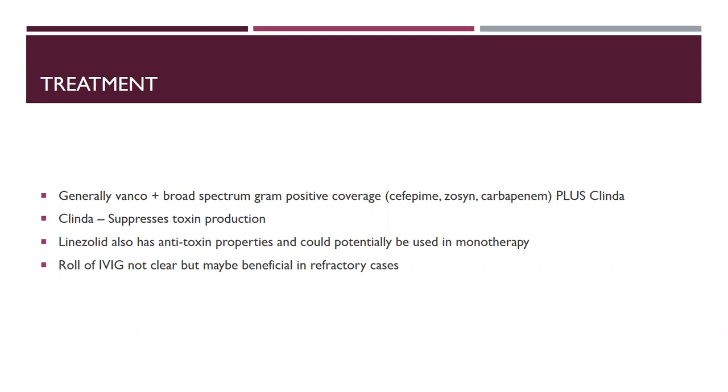There is some literature that maybe IVIG, once they're refractory, might help. It's an immune overreaction, so let's dampen the immune system and try to remove some of these circulating antibodies, and IVIG comes up a lot as a refractory option.